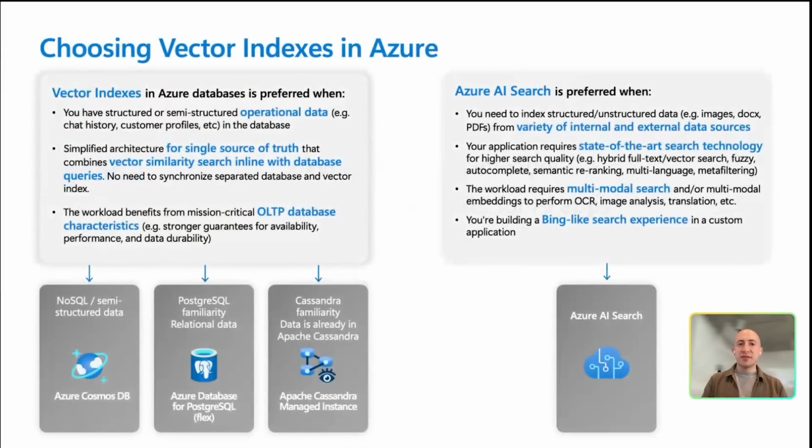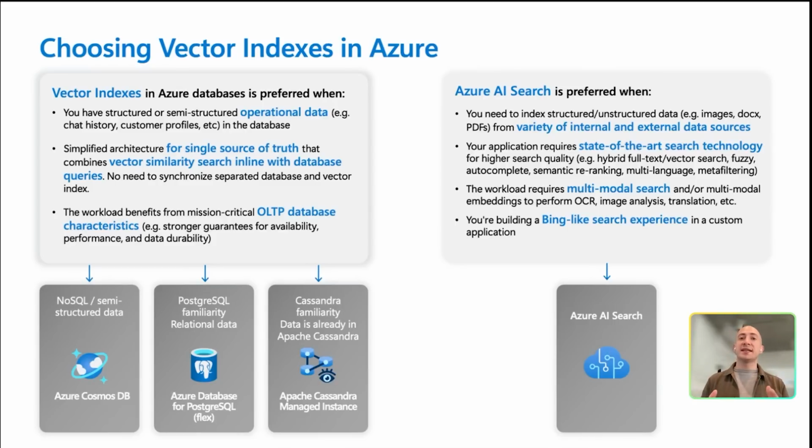So you have many options for choosing vector indexes or a vector search solution in Azure today. You have any of the Azure databases offerings, and these are preferable when you have semi-structured or operational data, where you want a single source of truth for your data and to do vector search and retrieval augmented generation for your AI applications using one database. We also have Azure AI Search. Azure AI Search is a very powerful search service that you can also use for vector search or full text search or hybrid search. It has a lot of great capabilities, advanced capabilities for more relevancy in the search process.